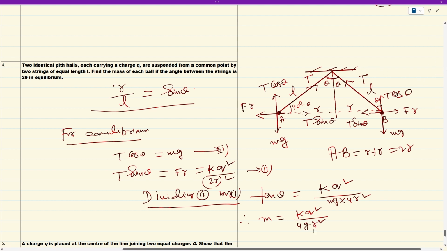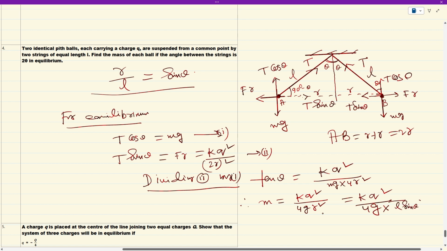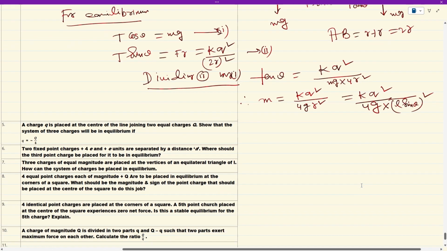Alright. The r value you can substitute. What is the value of r? r is equal to L sin theta. Isn't it? So you can substitute the value of r over there. That is L sin theta, a given quantity. You can easily substitute. So kq square by 4g into r, which is L sin theta, you put there, L sin theta whole square. I hope you have understood. If any numerical question is given, you have to put the values of q, L and theta.